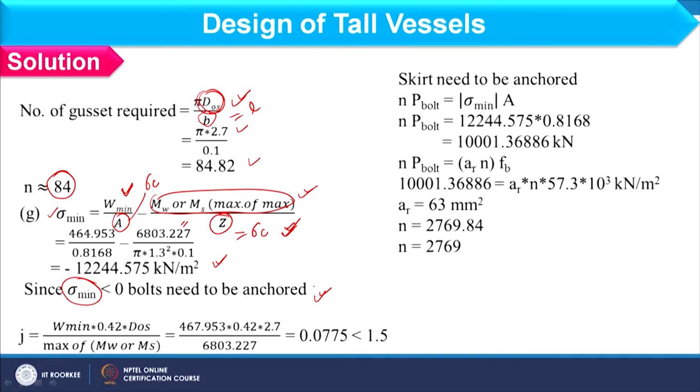We can also check that with the J factor, that is basically the stability factor, using this expression, and this value should come out less than 1.5. So, here it is coming. So, in this way we can also say that anchor bolts must be required.